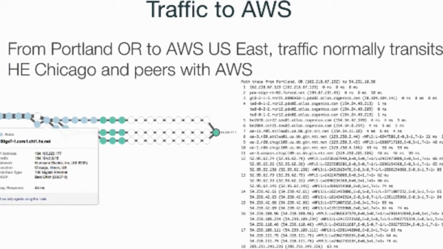Now, this is how traffic would look from one of our locations in Portland going to Amazon. This is Amazon East, right? So it's just transiting the country. In this case, it's going through Hurricane Electric in Chicago and then handed off to AWS, who backhauls it on their backbone. So that's how this traffic flows from Oregon or Portland to AWS East.